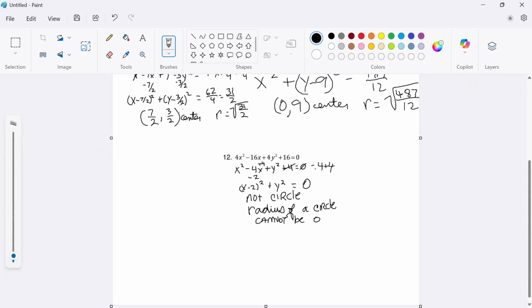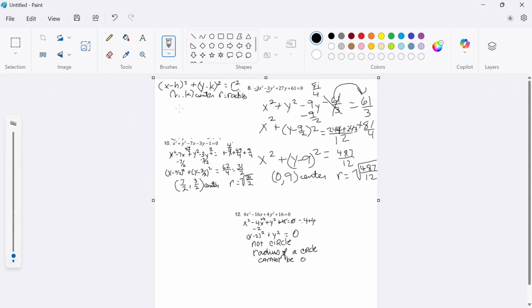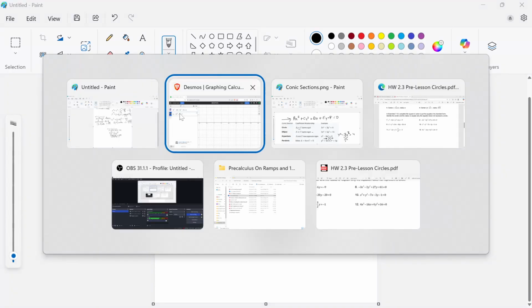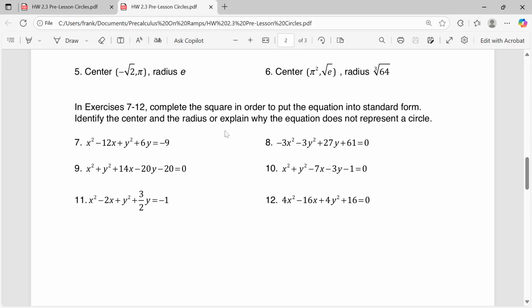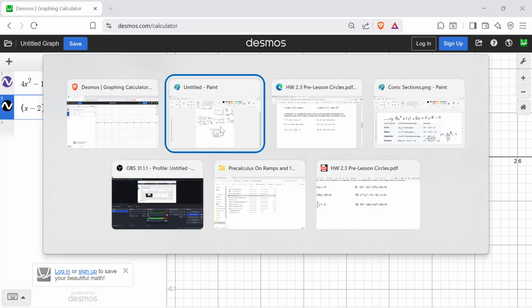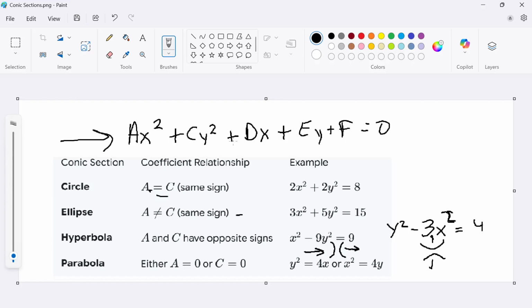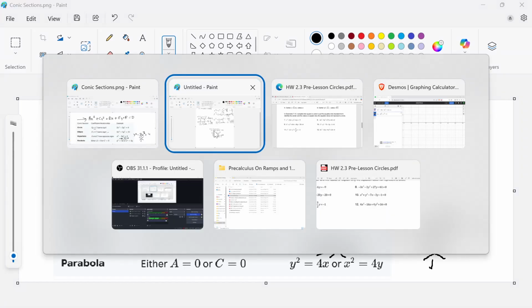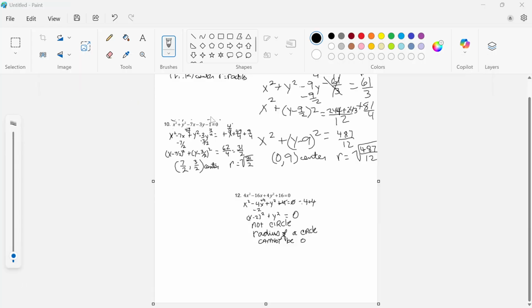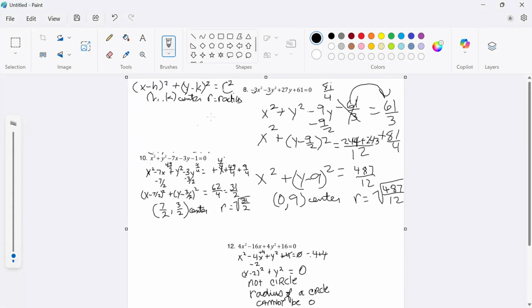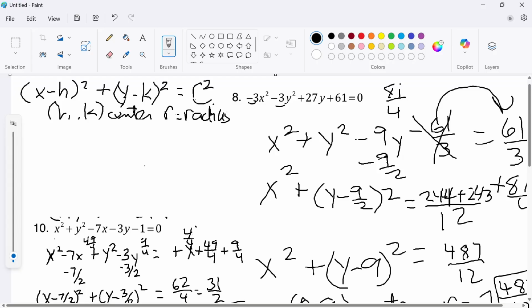But that's some examples of completing the square. With circles, you can always divide by whatever's in front of x, because what's in front of x and what's in front of y are the same. So anyway, that's some examples of completing the square. You can rewind the video if you want to see them again.